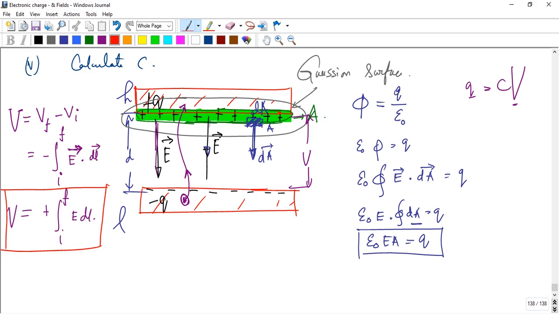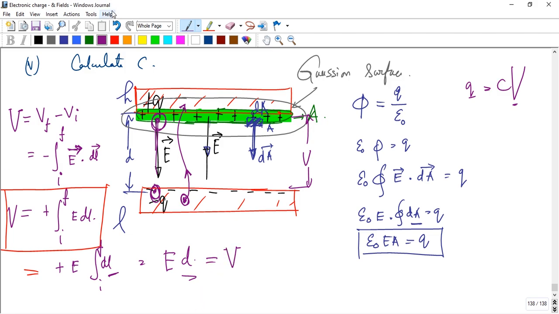Now we put in the values of V. Taking E outside the integral, we have the integral of dL from I to F, which is the gap between the plates. So the potential difference is E times D, and we get V equal to E times D.